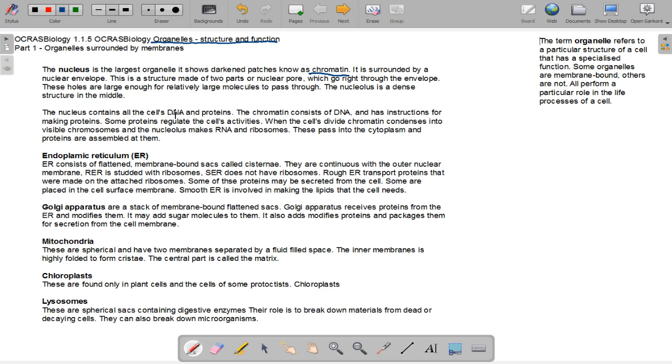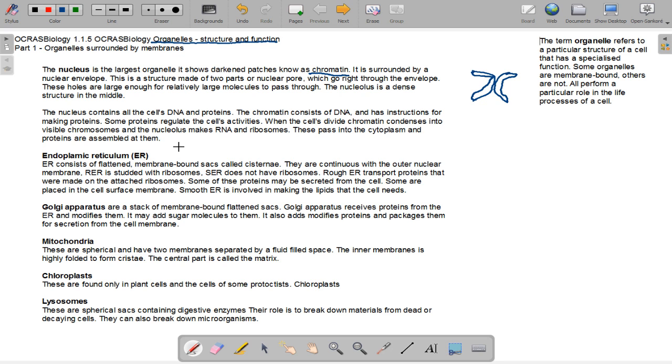The chromatin consists of DNA, and it has instructions for making proteins. Some proteins regulate the cell's activities. When the cells divide, chromatin condenses into visible chromosomes, which look like this, sort of like a big X. Don't forget the chromatin, it kind of coils itself into these small chromosome things, but they're more dense, so you can see them under a light microscope. And the nucleolus makes RNA and ribosomes. They pass into the cytoplasm, and the proteins are assembled in them.